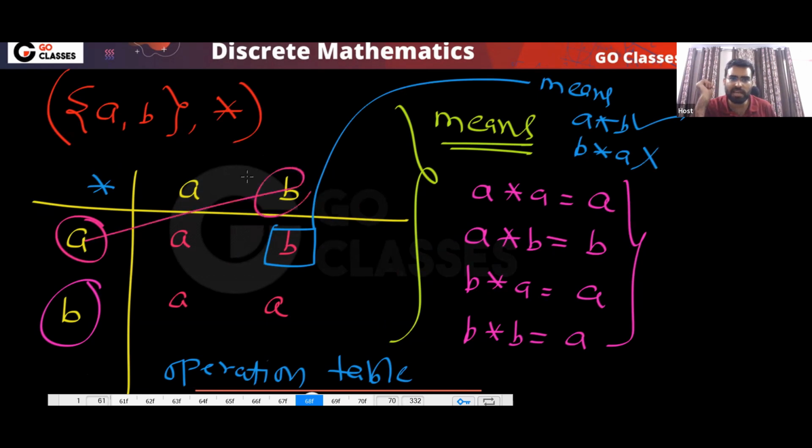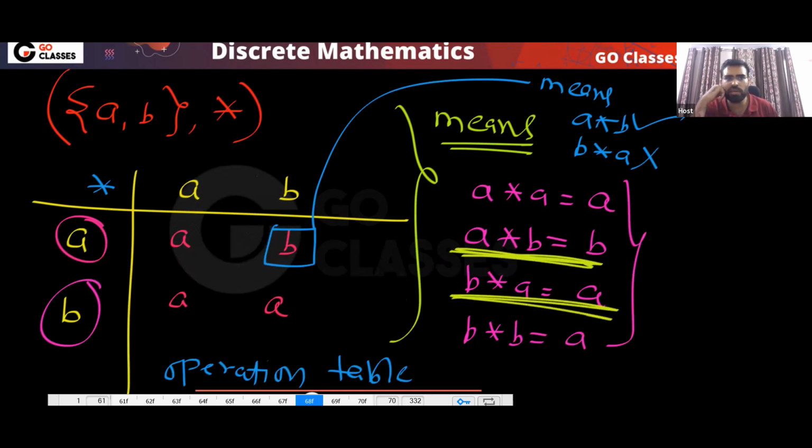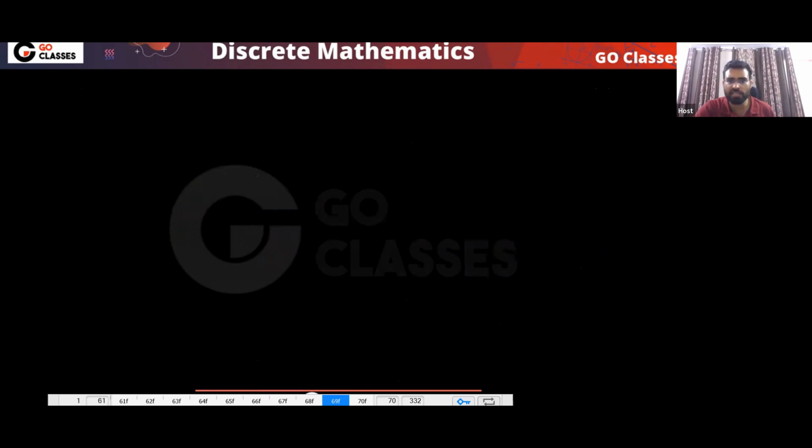So this means a star b. A star b is equal to b, because you can notice that b star a is equal to a. So here a star b is b and b star a is a. This is how you can read the operation table.